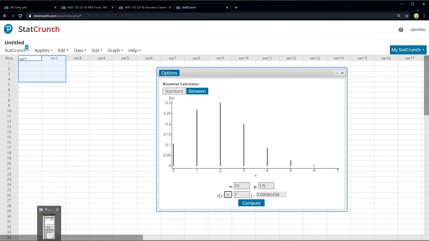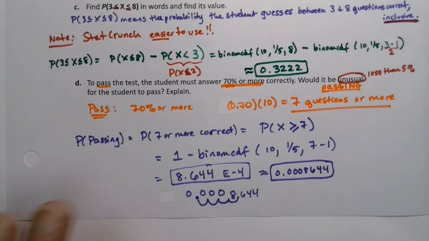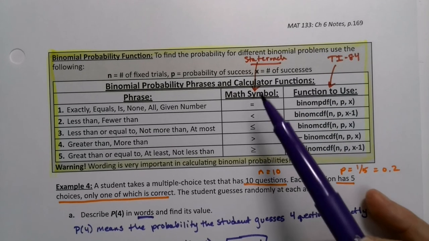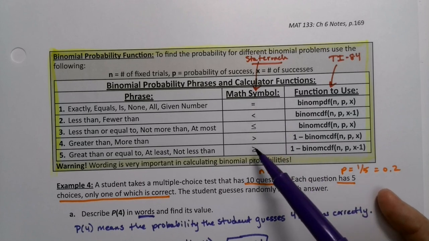And you'll notice, in my opinion, that's a lot simpler than the whole binomcdf 1 minus thing. So remember, when you're looking at this table, these are the rules for the TI-84, and StatCrunch is a little bit more intuitive. You just pick the correct symbol that's matching what you want, and away you go.